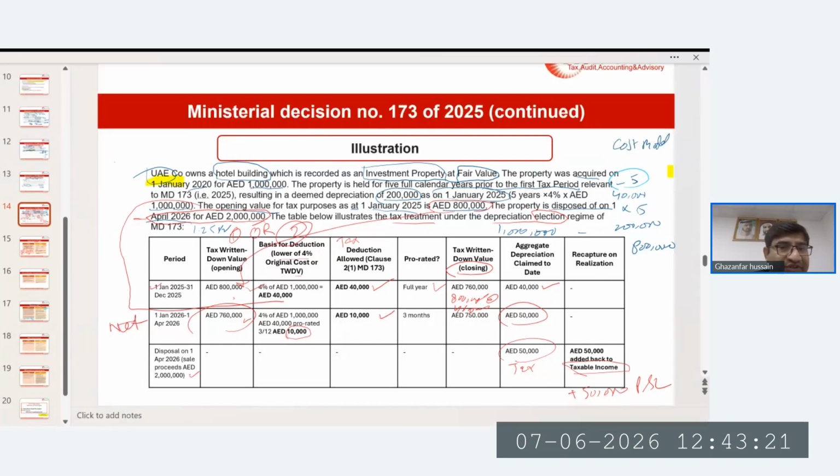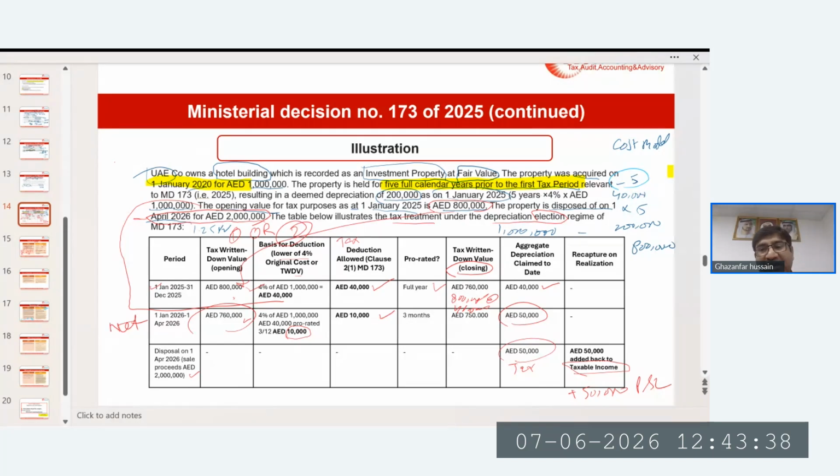If the property is purchased at this stage, they already mentioned 5 calendar years held before the first tax period. So what is the total life? The total life is not mentioned over here.